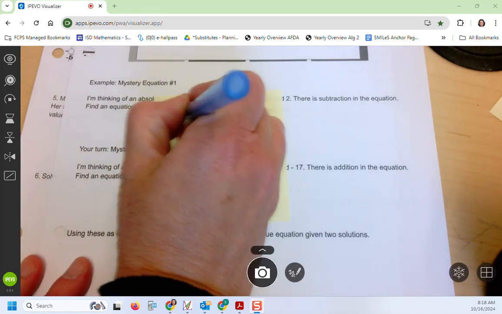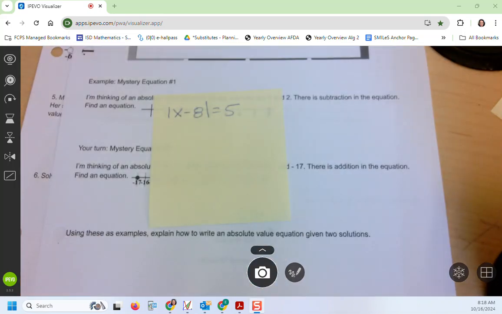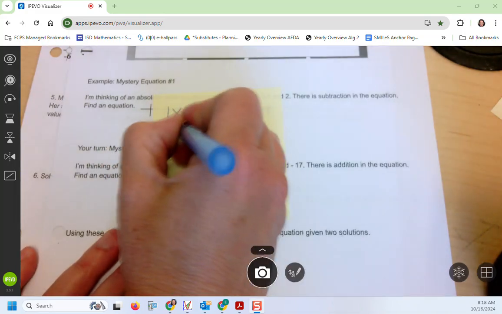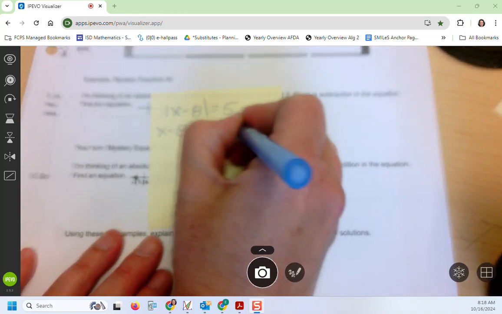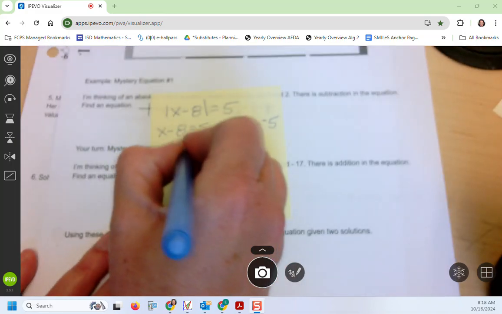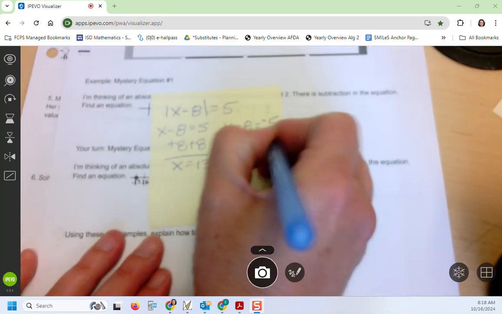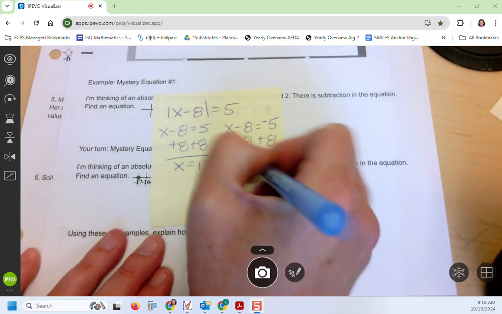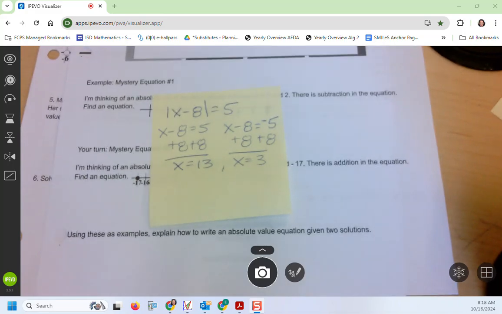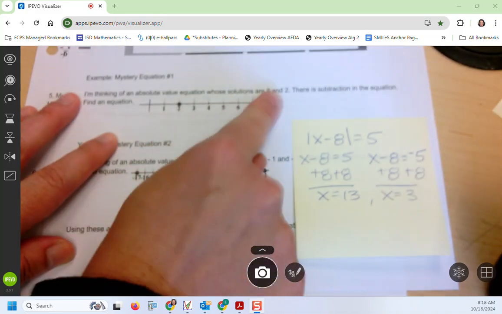So if my equation is absolute value of x minus 8 equals 5, do I have the absolute value by itself already? Yeah, so I don't have to get rid of anything else. I do have to write it twice. x minus 8 equals 5, and x minus 8 equals what? Negative 5. Good. And then I solve them both. And I'm going to get x equals 13 and x equals 3. Two solutions. Okay? So then what we're doing is we know that the solutions are 8 and 2.